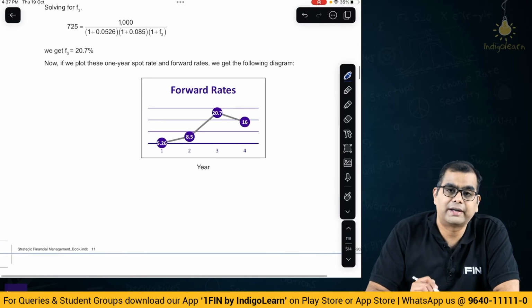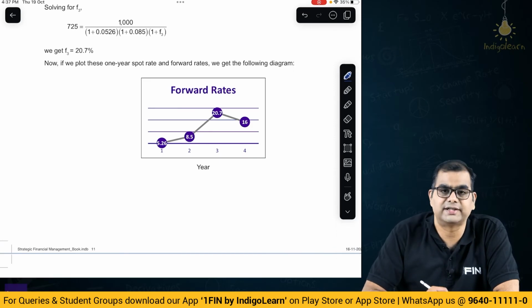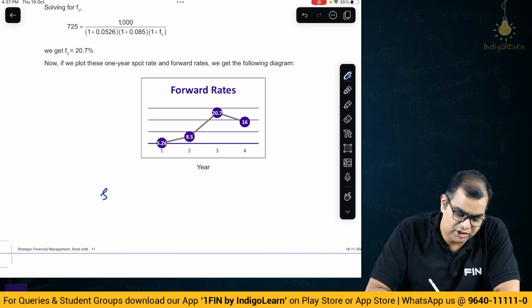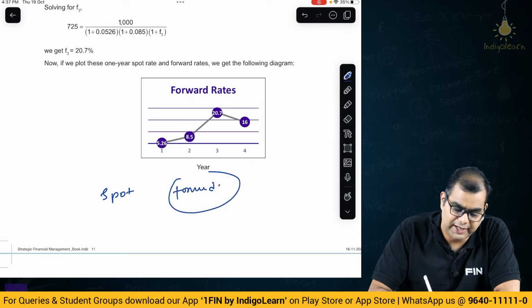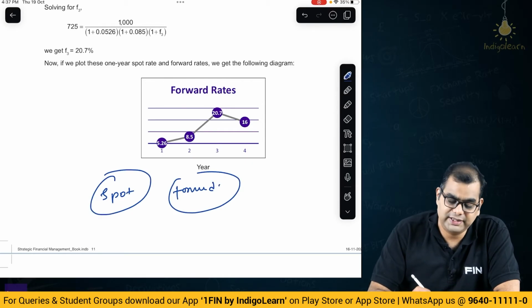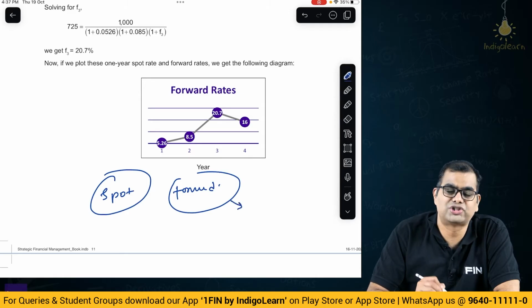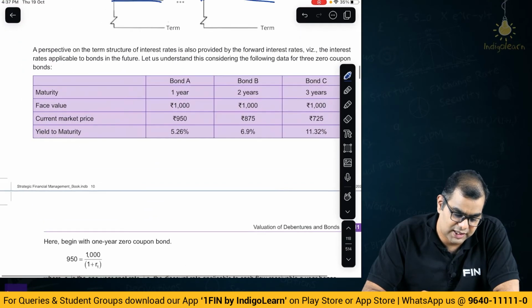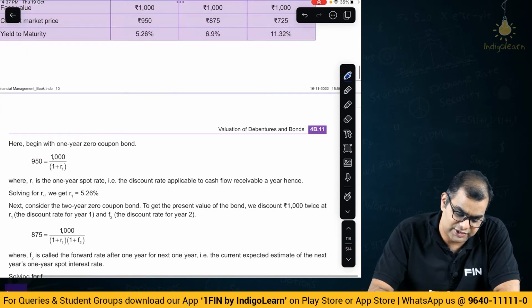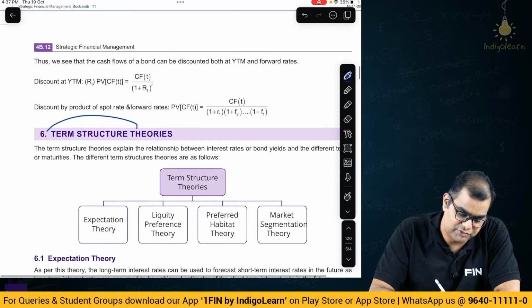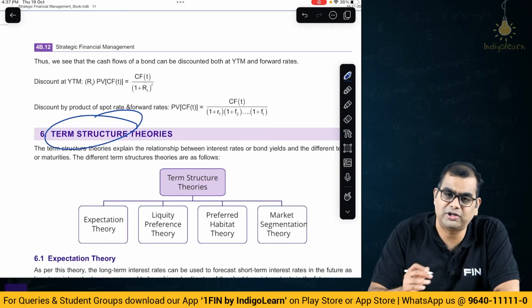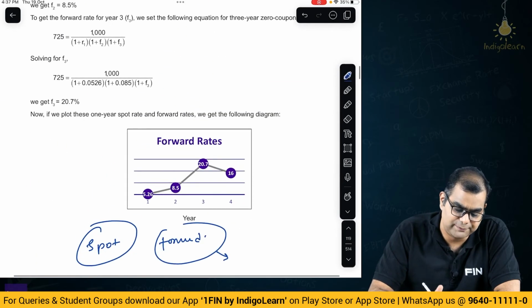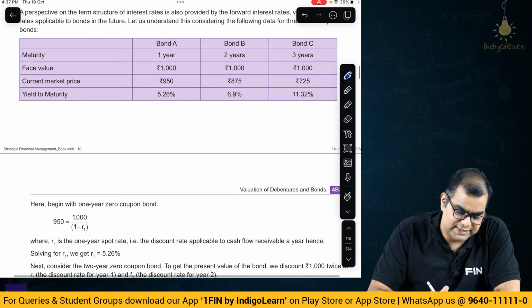Based on these, you have to look at certain things. There is something called a spot rate, there is something called a forward rate, and you arrive at these forward rates by bootstrapping. So, this whole process is called bootstrapping, or it is also called the term structure of interest rates. How you arrive at that, let us look at this example.